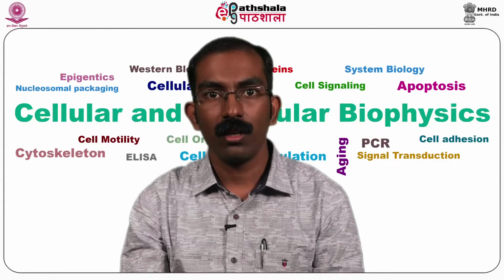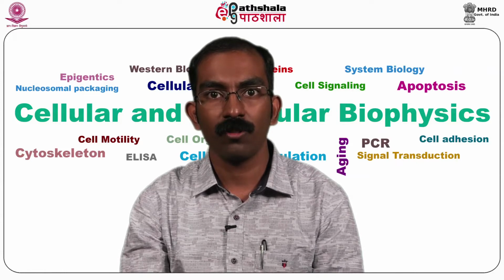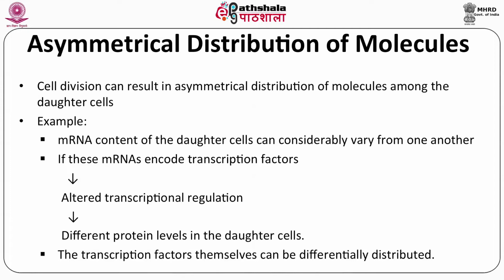Cell division can result in asymmetrical distribution of molecules among the daughter cells. For instance, the mRNA content of the daughter cells can considerably vary from one another. If these mRNAs suppose encode transcription factors, this can lead to altered transcriptional regulation and thus altered protein levels in the daughter cells. In certain other cases, it can be the transcription factor themselves that are differentially distributed.